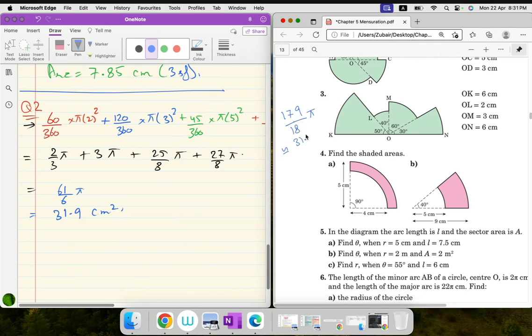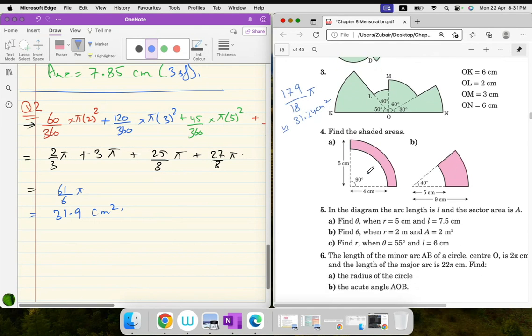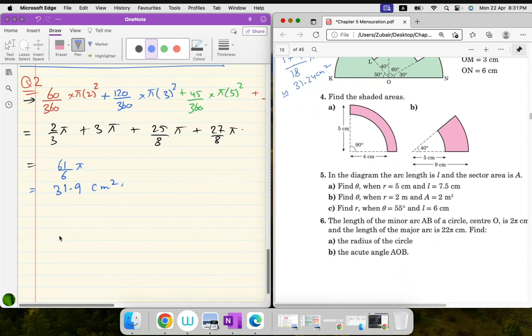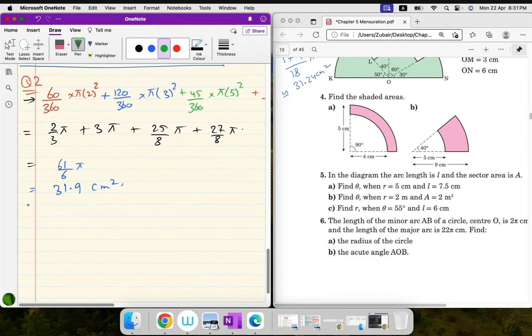Yes, 31.24 centimeters square. The degree of accuracy would again depend on the question. Whenever we attempt that exam, we will read the instructions on the first page. I think Ali is also done, but Ali is a little silent.